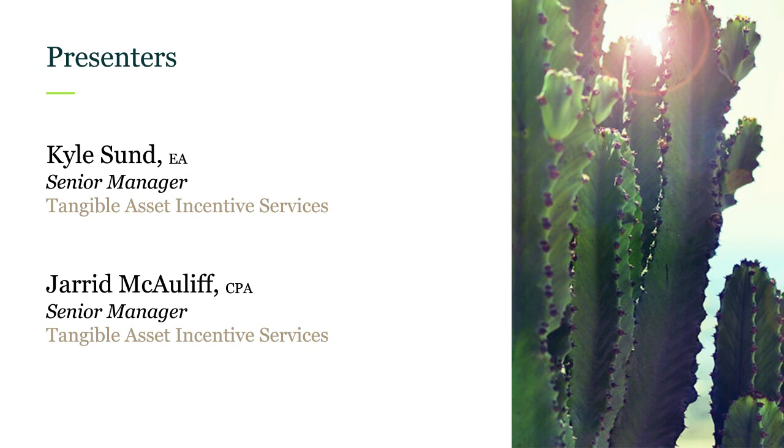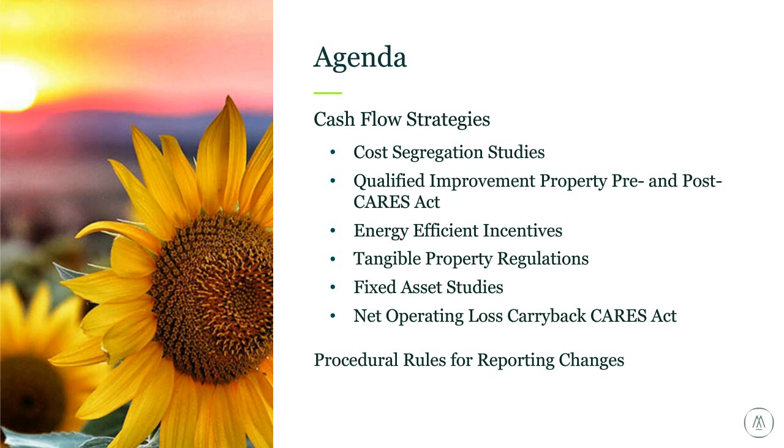We hope it's going to give you some great cash flow strategies that you can apply to your business if it owns real estate and other fixed assets. So here's the agenda today. There's 6 main items that we're going to talk about from a cash flow perspective, starting with cost segregation studies, and then we're going to move on to qualified improvement property, pre and post CARES Act, which obviously was the most recent stimulus bill that was passed by Congress, or at least the largest one. And then next we're going to move on to a couple energy efficient incentives.